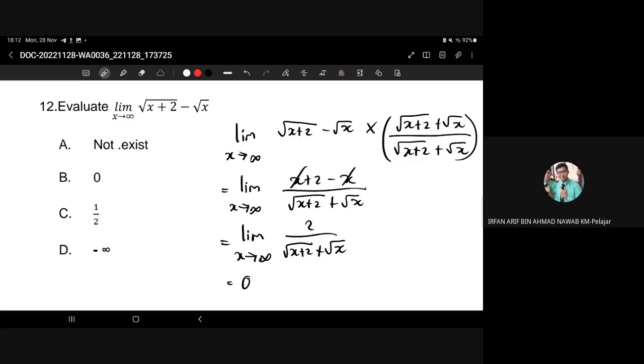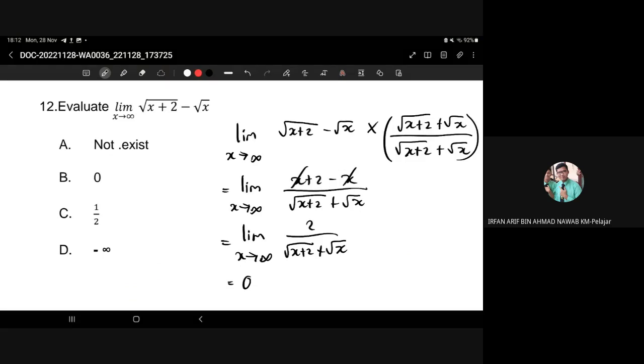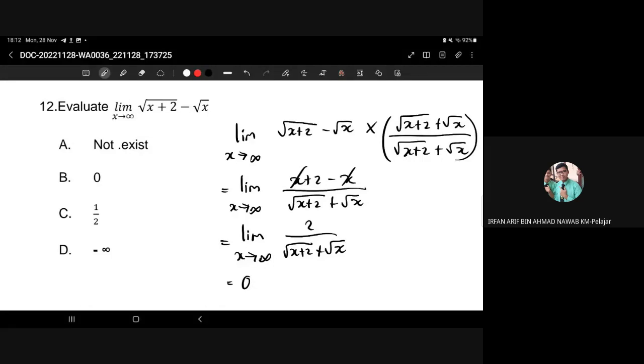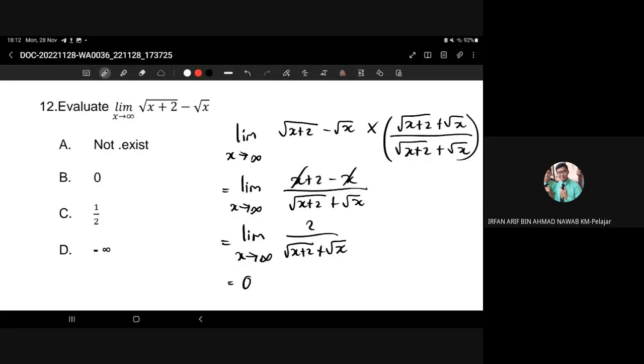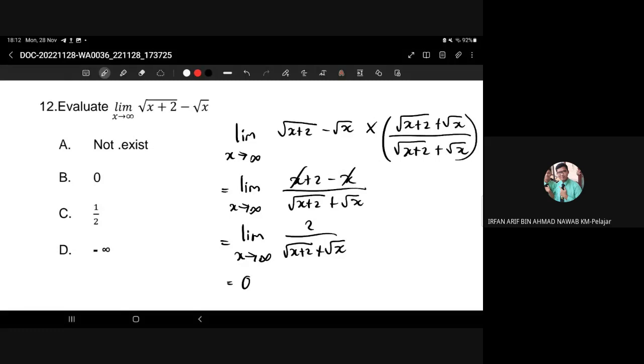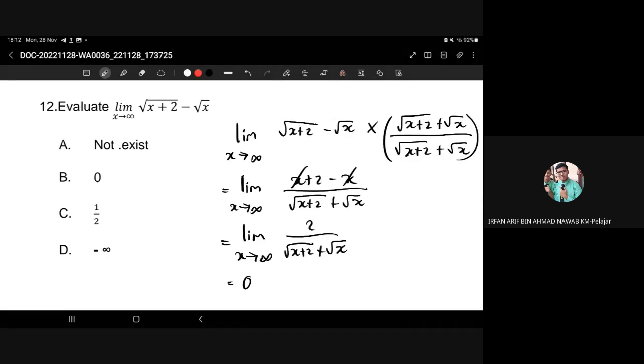What happens if I have 1 over 1 plus 2 over x, obviously 0, and then plus 1, 2, 0, 1. Wait, why did I put negative one? Okay, let's ignore it for now.